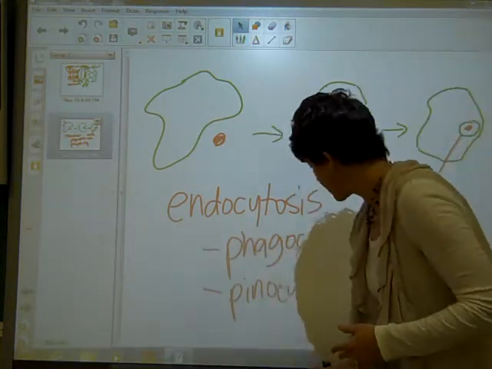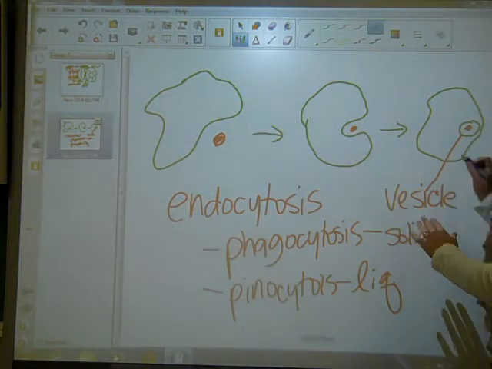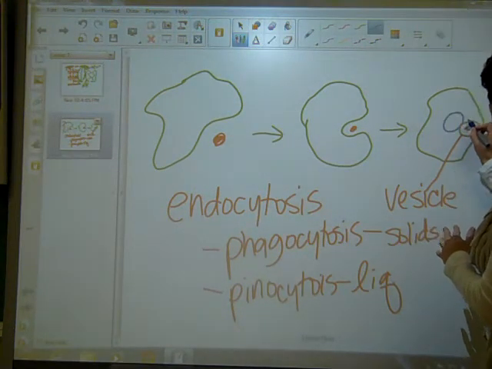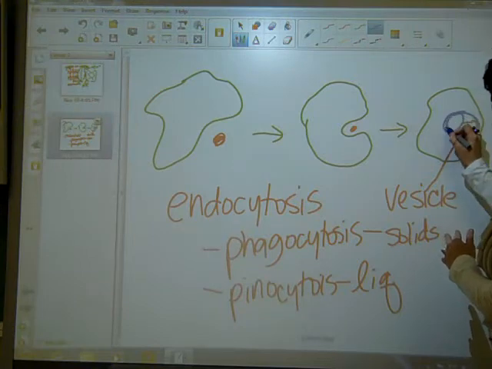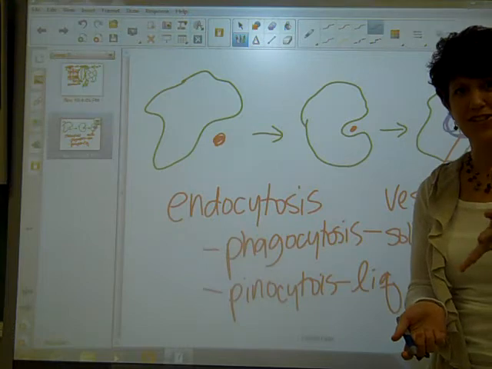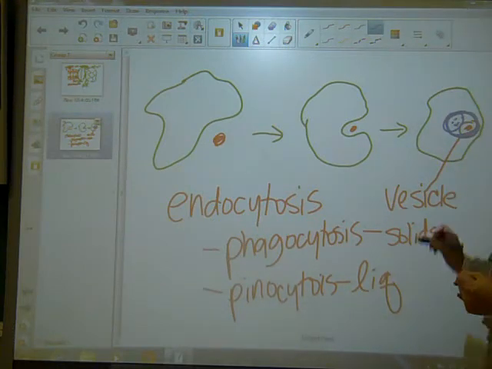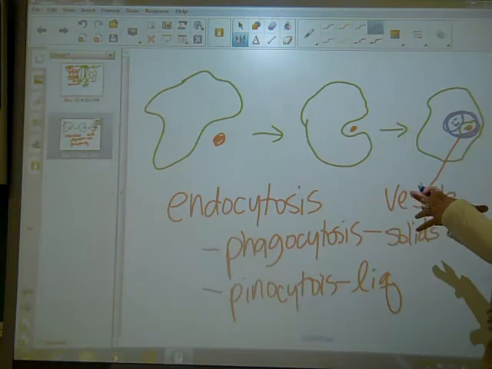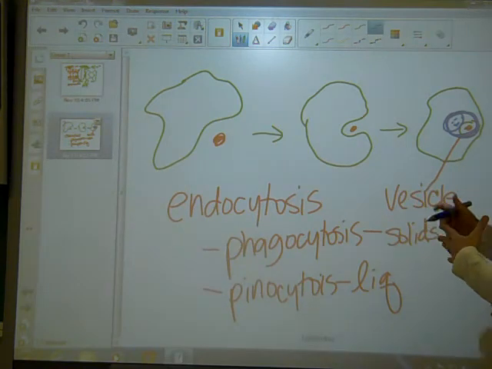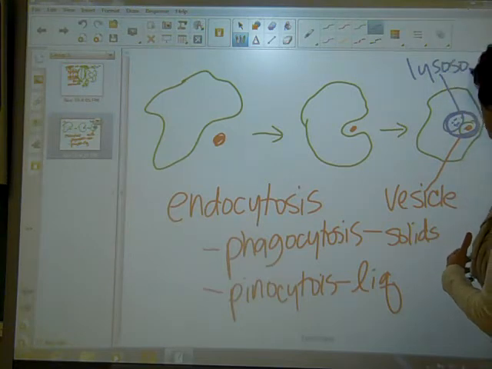Now, as soon as that substance is inside of the cell, there is an organelle that would fuse here with it until it eventually became one large organelle together. And I'm hoping that you're saying to yourself, that would be a lysosome, because a lysosome contains all those hydrolytic enzymes to digest whatever just came into the cell. So a vesicle fuses with a lysosome.